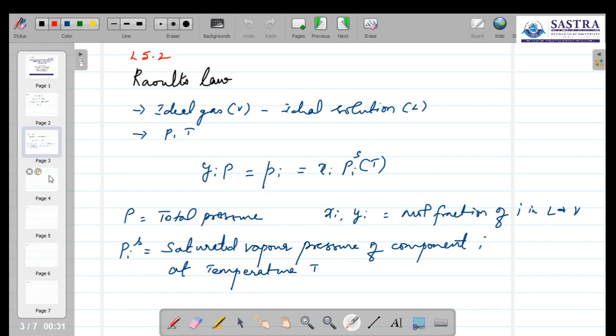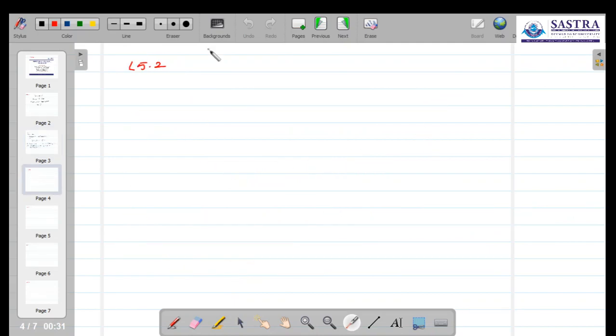Now let's consider a system containing N components, and see how the equations will be for an N component system. So for every component, let's say for i equal to 1, we can write y1 P equal to p1, which is equal to x1 p1s. Now we have to write this explicitly as a function of temperature, but typically this is not mentioned, though we know that the vapor pressure is a function of temperature.